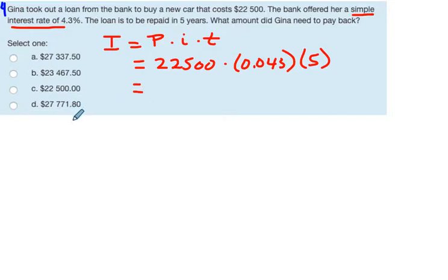And I believe that is 4,000 something. So I got $4,837.50. Now that's how much interest was on the loan. So we have to add that to the 22,500 to get our answer. So this is how much you'd have to pay back.